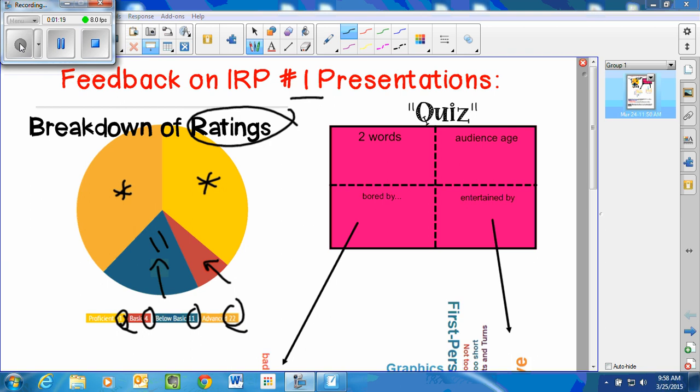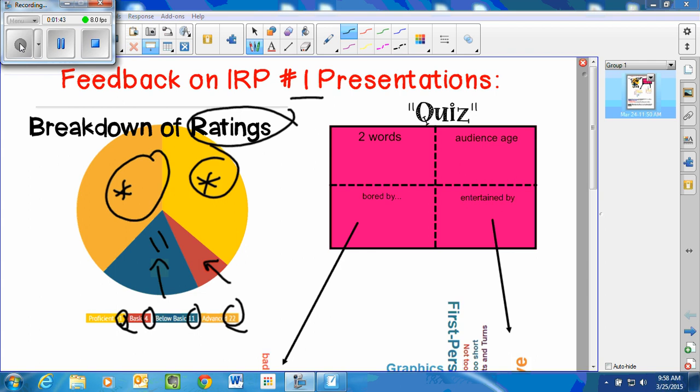What I want you to do is think about how you did on your last independent research project. I want all of you to think about it, whether you earned an advanced, a basic, below basic, or proficient. Remember, our goal is kind of to always be in this range, and most of us were in that range, which is awesome. But it doesn't matter where you fell. There's always room for improvement, and that's what we're going to talk about today.